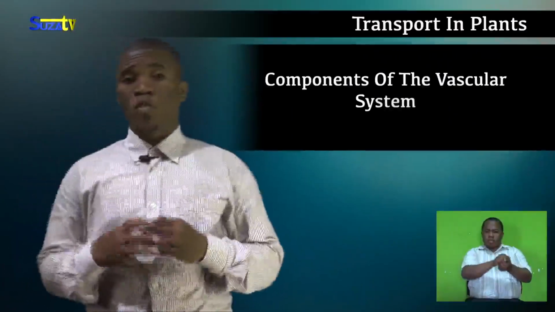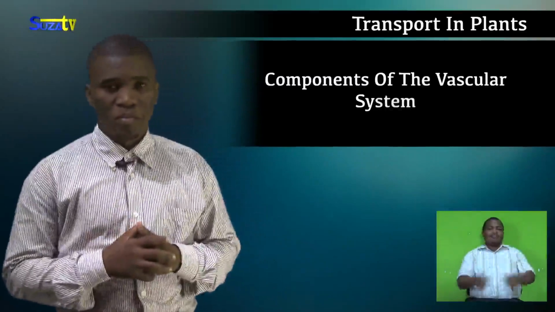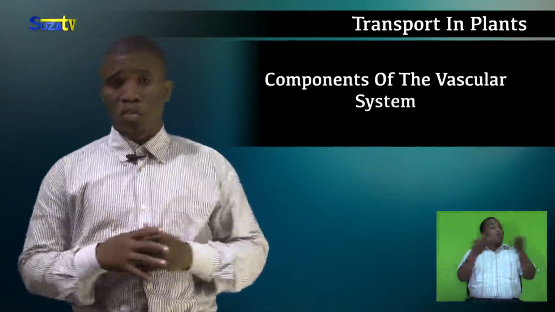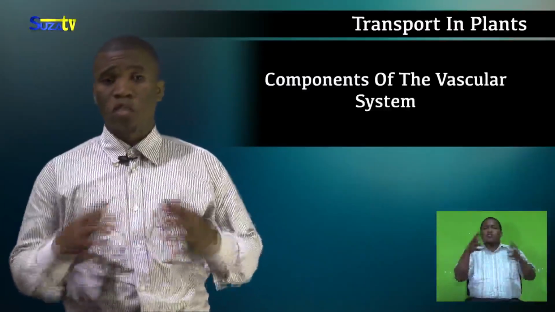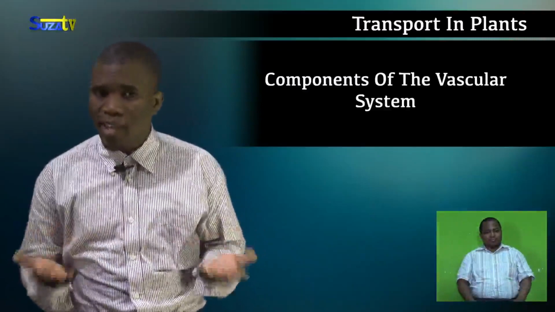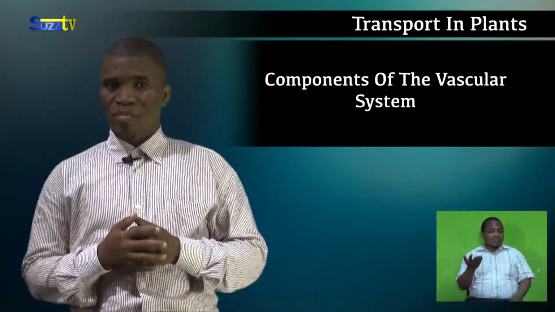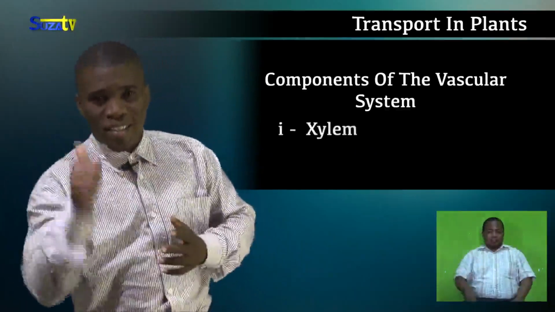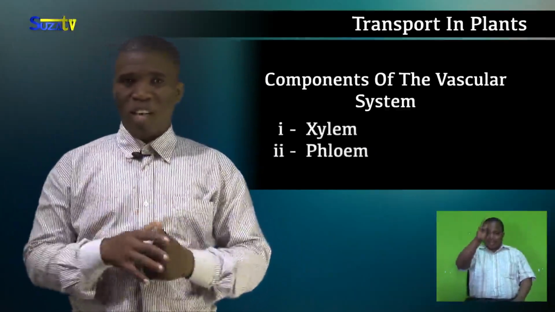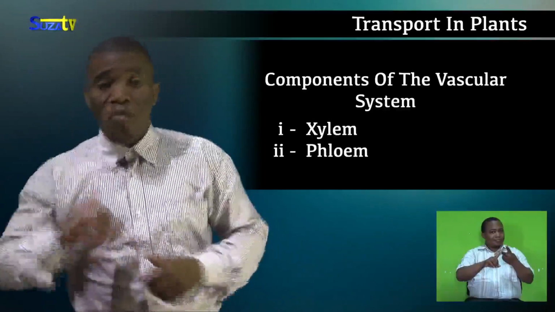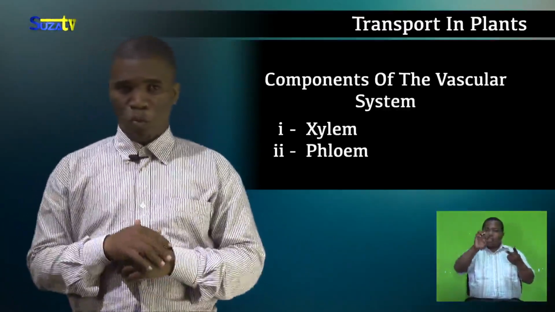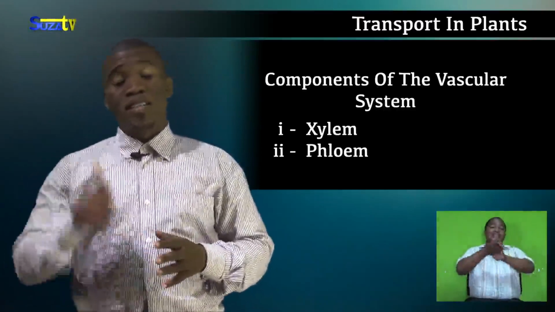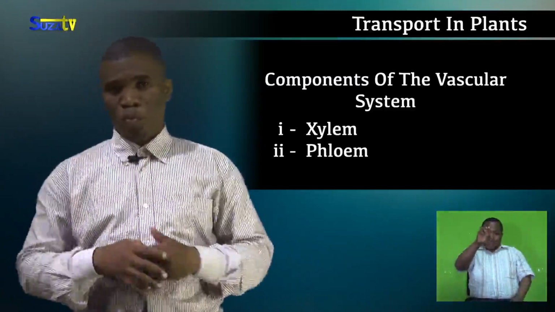Components of the vascular system. My dears, what are the components of the vascular system? Who can try, please? Yes, Hafiz? Very good. Xylem, and the second one is phloem tissue. So now, let's start with the xylem tissue.